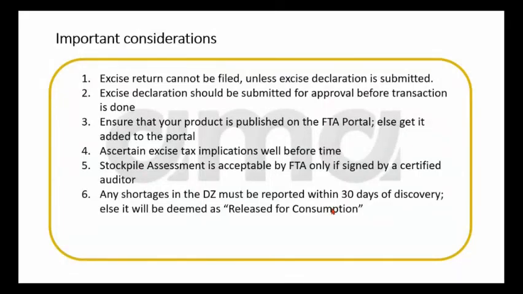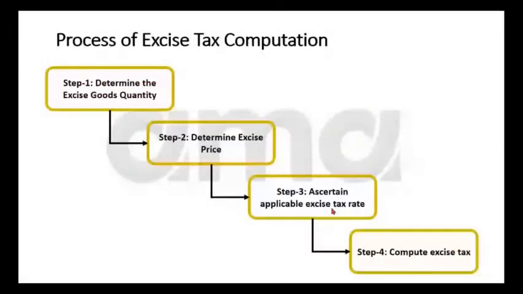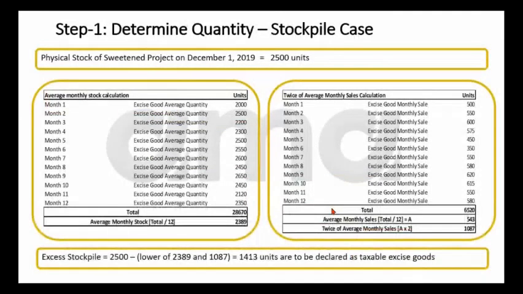So here our webinar presentation ends, but I will just revise quickly. First we determine quantity, price, excise tax rates, and the computation of tax price. So first we computed the stockpile quantity because it's complicated. The other three are easy, so I didn't take that example.